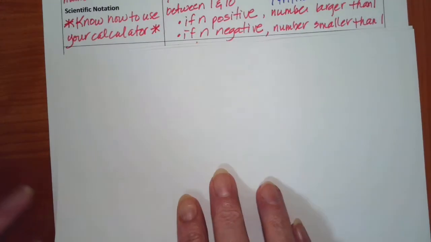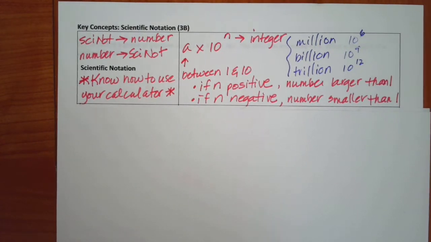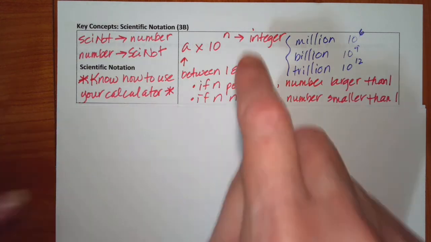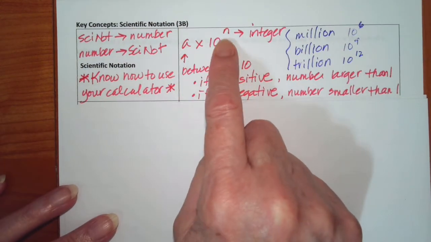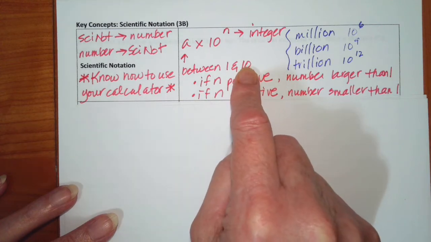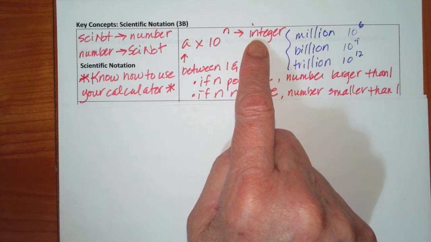Then we went to 3B. Now we talked a lot about scientific notation. Mostly we just need to know how to go back and forth between scientific notation and number, or a number and scientific notation. Scientific notation, of course, is a times 10 to the n. This number has to be between 1 and 10. And this number has to be an integer, which means 1, 2, 3, 4, 5, no fractions, no decimals.